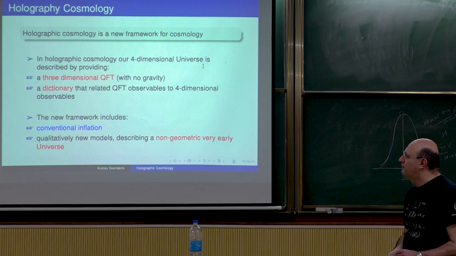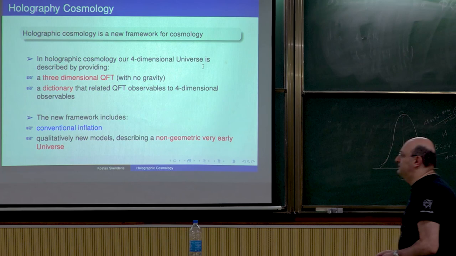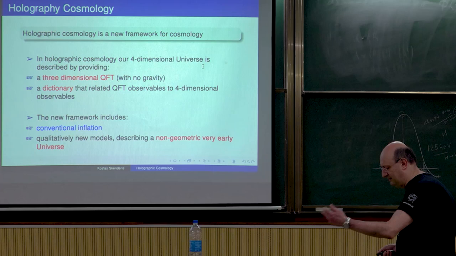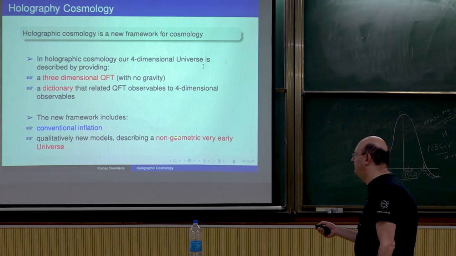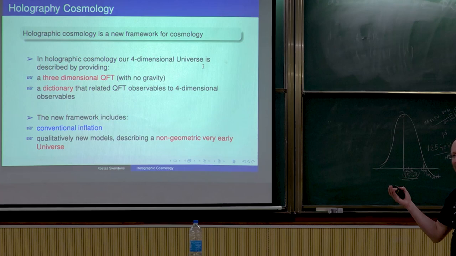But then you need to have the dictionary that will allow you to go from quantum field theory observables to cosmological observables. So this new framework includes conventional inflation, so a class of quantum field theories are about conventional inflation. But for me, more importantly, it allows for qualitatively new models which describe non-geometric variables in the universe. And for me, this is more important because it allows us to go back and again put into science these types of what one may have perceived as metaphysical questions.